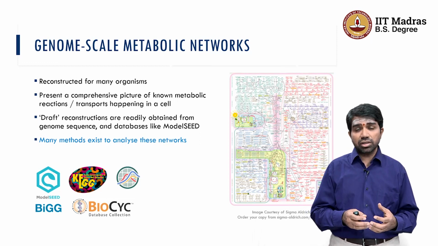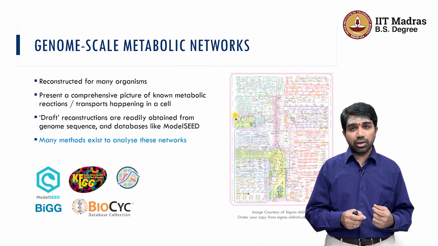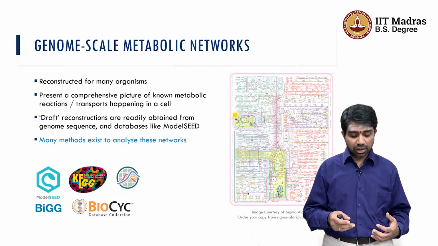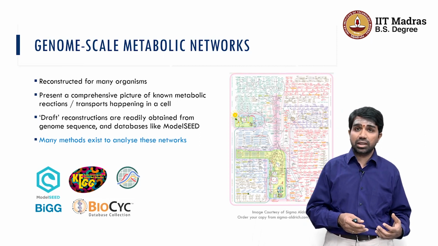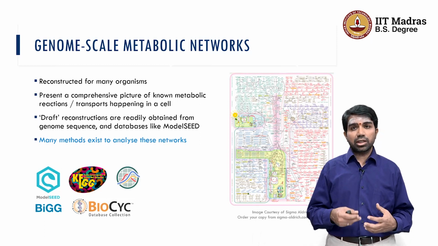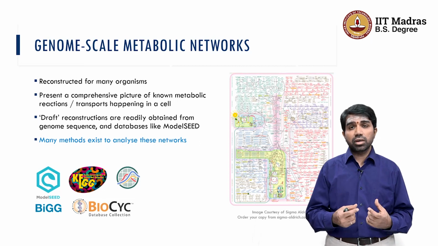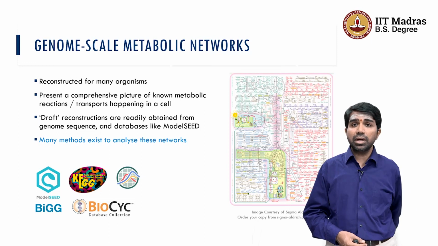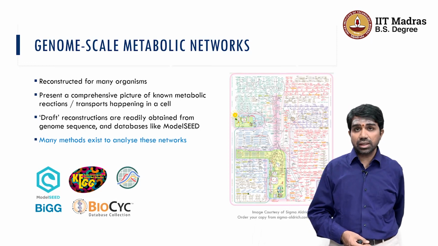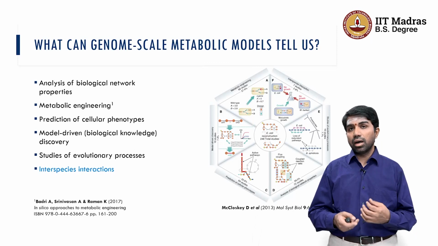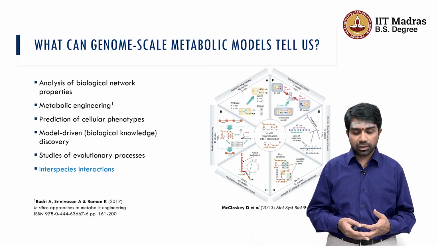There are these draft reconstructions where the stoichiometry or other things may not be very carefully looked at, but they can be readily obtained from databases such as Model Seed, BioCyc. There is also this database called Virtual Metabolic Human today and so on, and all of these databases are very valuable in terms of giving us draft models that can be readily used for metabolic modeling. And there are many methods that exist to analyze these networks. These include constraint based methods and also graph theoretic methods. We will focus today on graph theoretic methods.